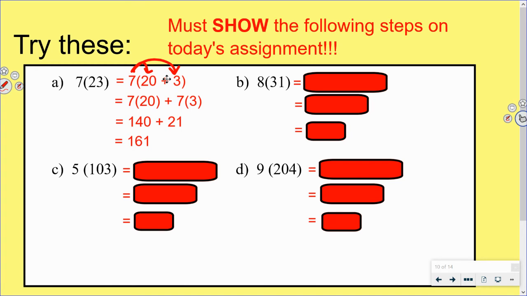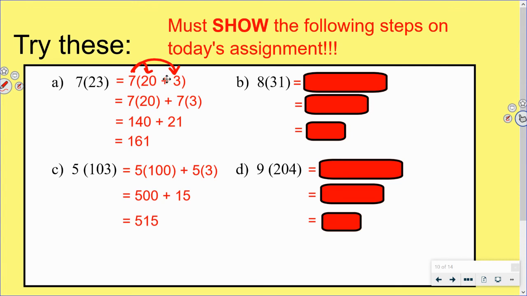Let me slide on down. I'm going to do another example. 5 groups of 103. Well, you know what, Mr. Callan? I can do 5 groups of 100 pretty quickly. And I can do 5 groups of 3 pretty quickly. Oh, okay. So 5 groups of 103 would be 515.